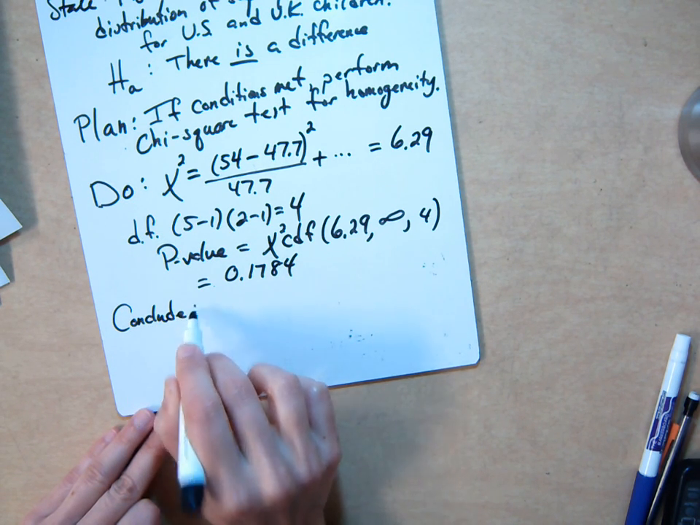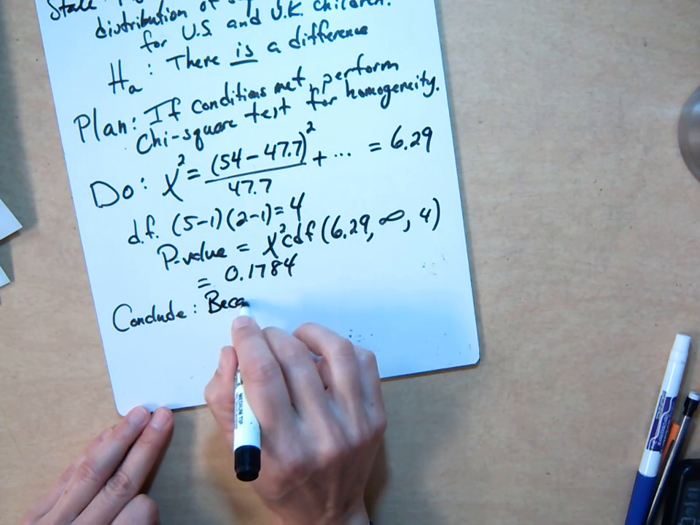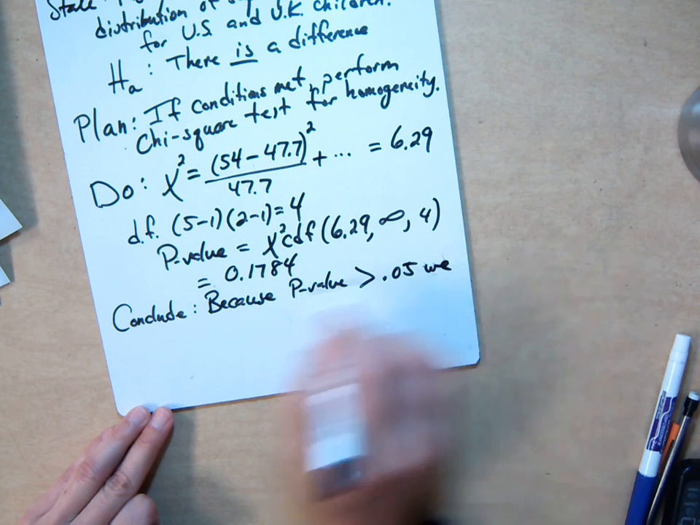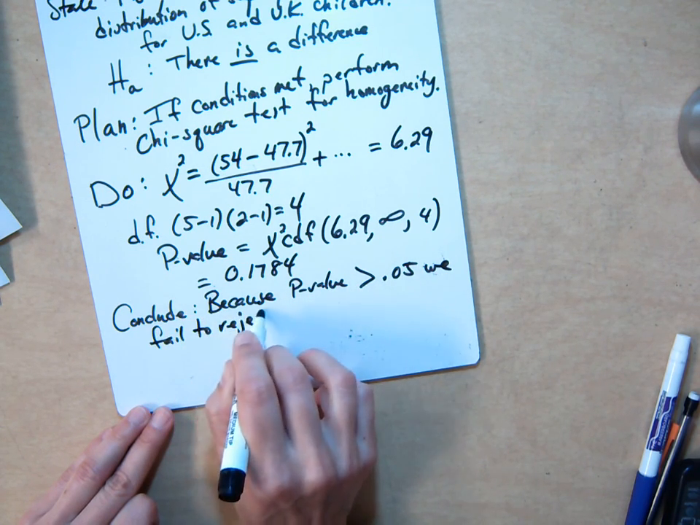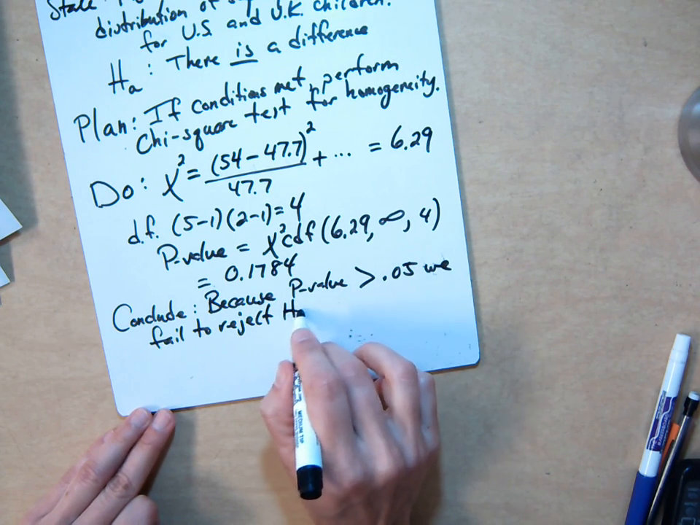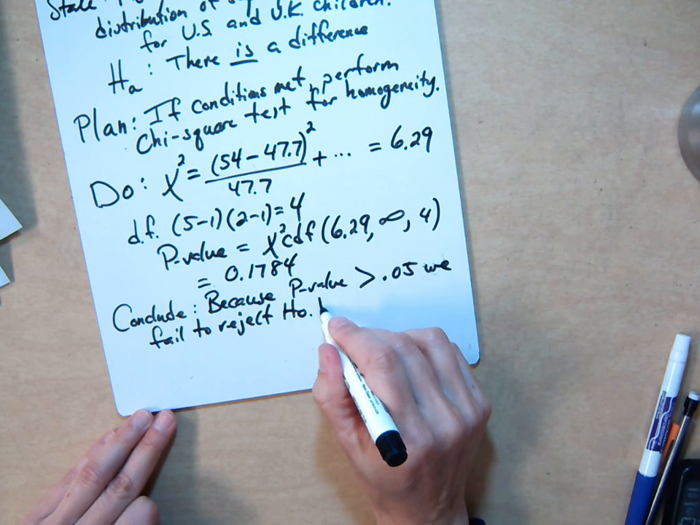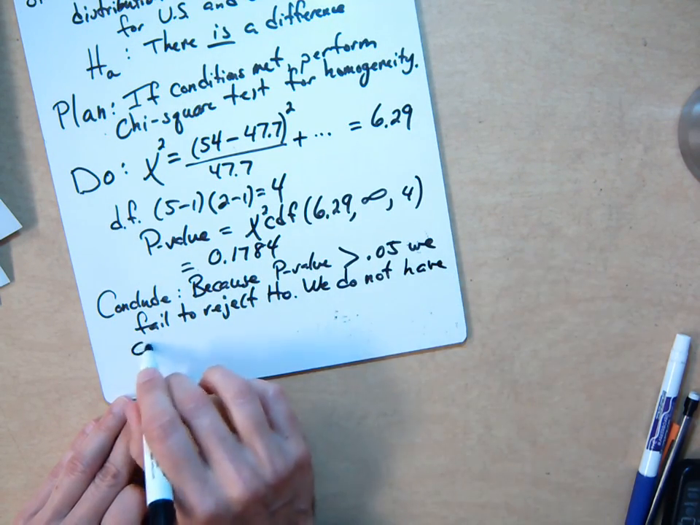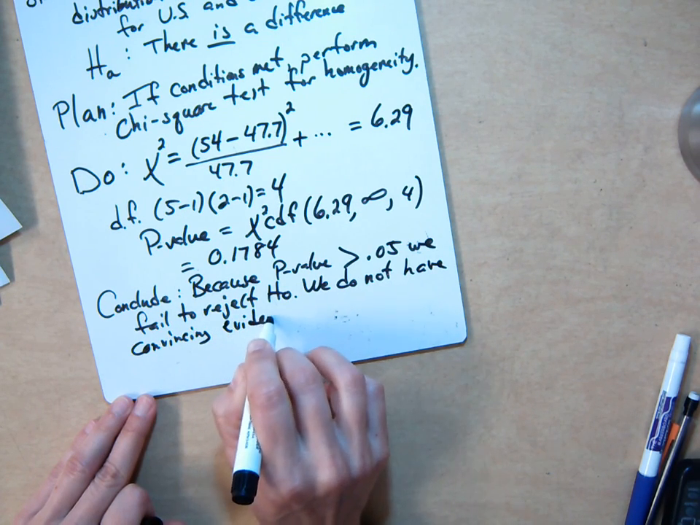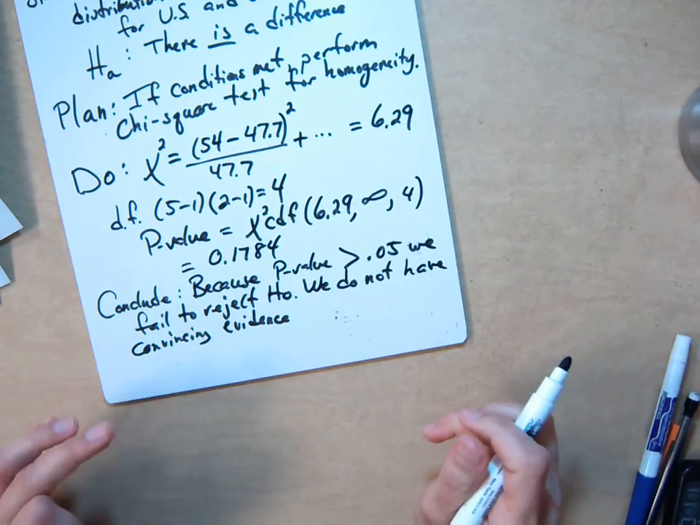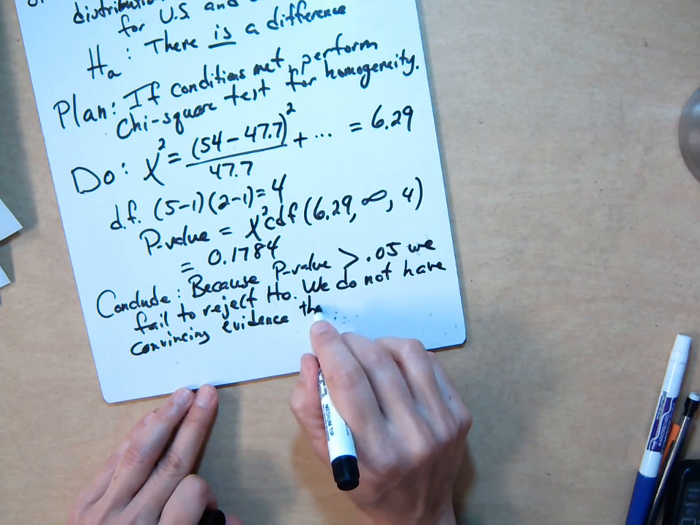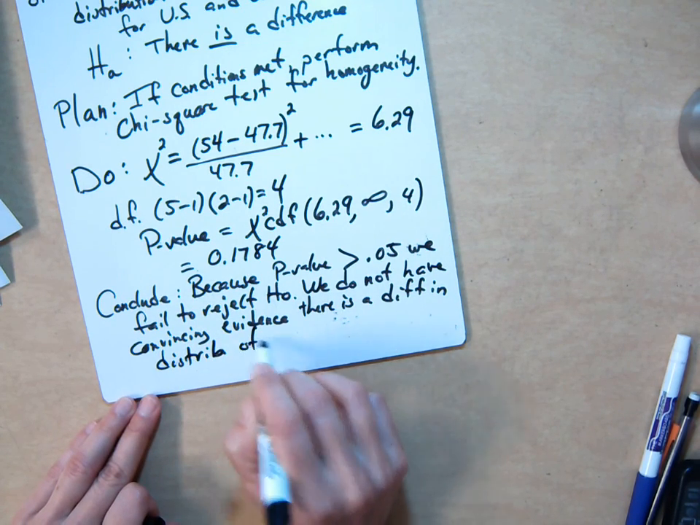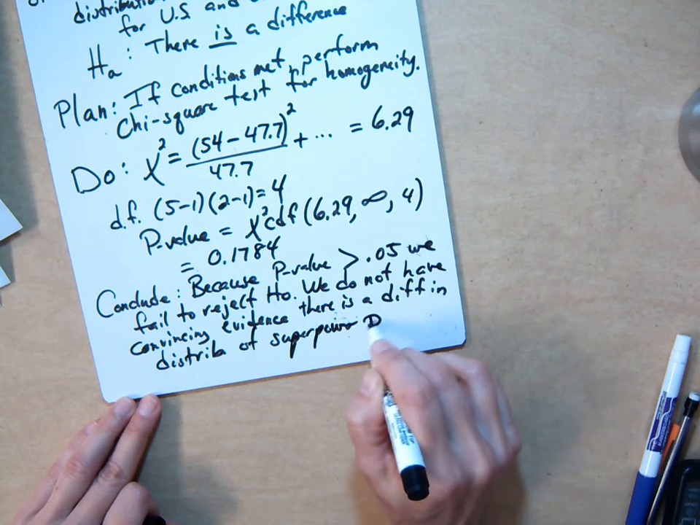Conclude. Because the p-value is greater than 0.05, we fail to reject. So we don't have convincing evidence there is a difference in the preference. Even though the numbers may look different, they're not different enough. So we do not have convincing evidence there is a difference in the distribution of superpower preference.